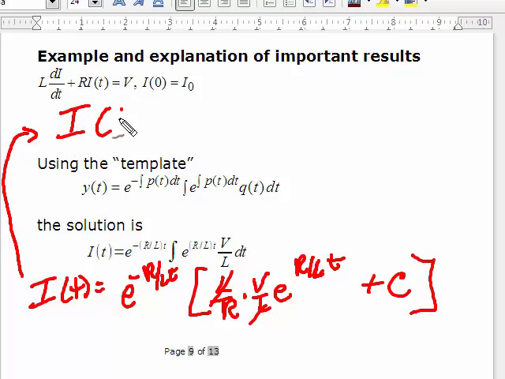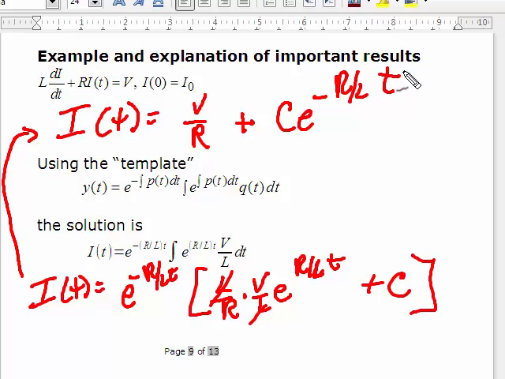So I've got I equals V over R, plus C times e to the minus R over L times time. And now we'll write C in terms of the initial condition. Here's my initial condition here. I don't want that C sitting there. I can write it in terms of the I naught. So I'm going to do that now.